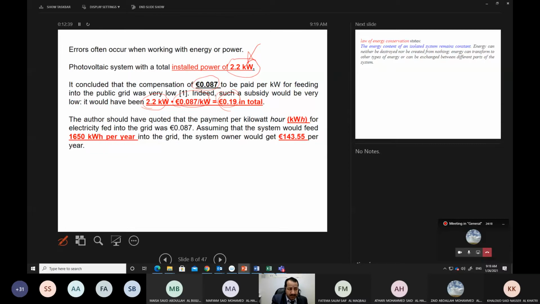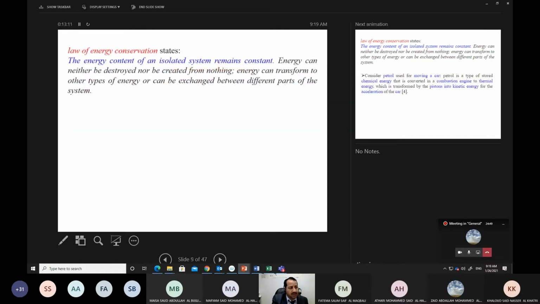So if I say that I am producing 1,650 kilowatt hour per year for the same system, and I multiply by this value, which is 0.0287 euro, it tells me that yearly I will get 143.55 euro. You see? So always we need to consider the cost. It's not enough to consider the efficiency. Cost is also an important element to be considered here.